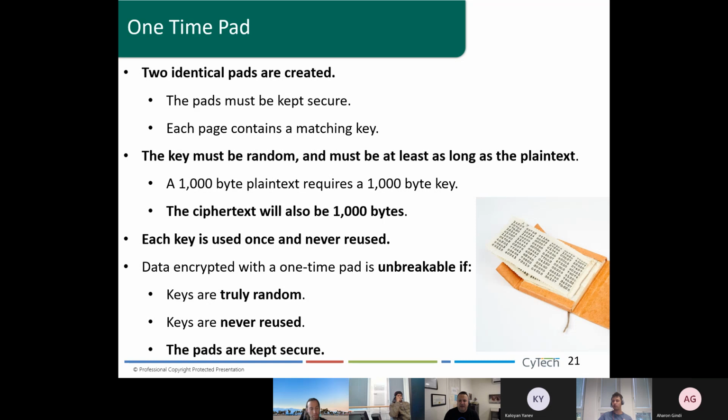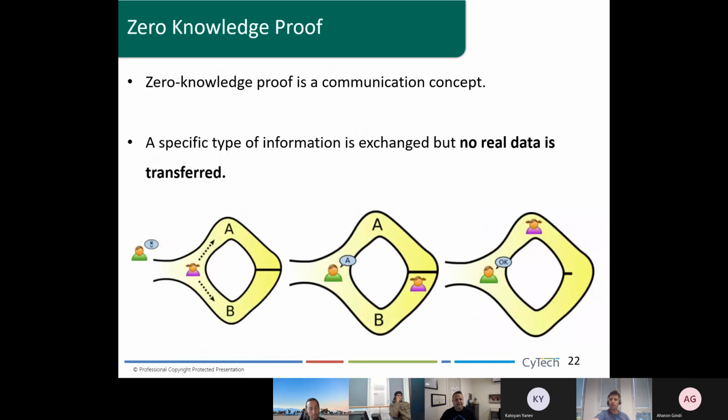Zero knowledge proof is really asking a question of a user and judging whether we should continue with them based on their reaction. There is no information transfer between A and B. It's just adding a behavioral component, much like the password, much like the challenge response. So it's adding a behavioral component to the whole trust building between A and B.